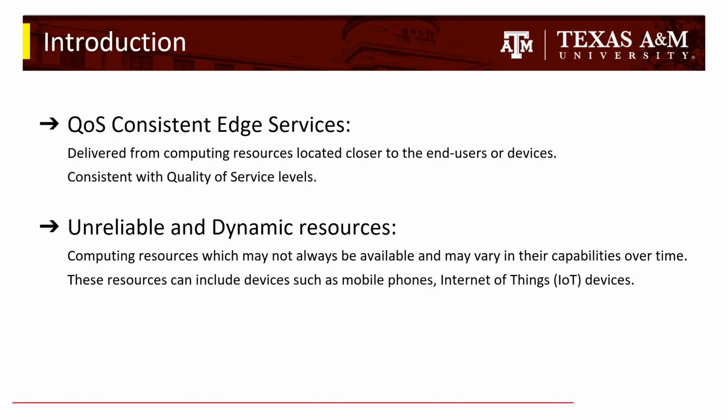To begin with, what do we mean by edge services? In simple terms, it means that the services are delivered from resources located closer to the end user, for example, mobile servers or IoT devices. We want these services to be consistent with the QoS levels, and for that, we customize the execution of equivalent microservices, which we'll discuss in the upcoming slides. But these resources are mobile and have less energy reliability compared to cloud servers. Thus, we require mechanisms that can dynamically adapt to the available computing resources, network conditions, and user requirements.